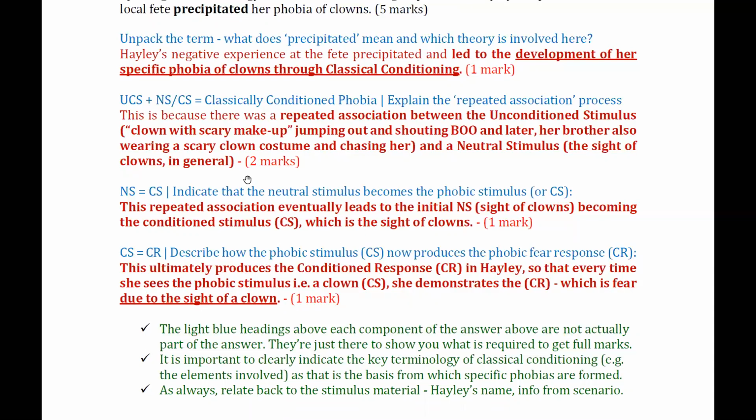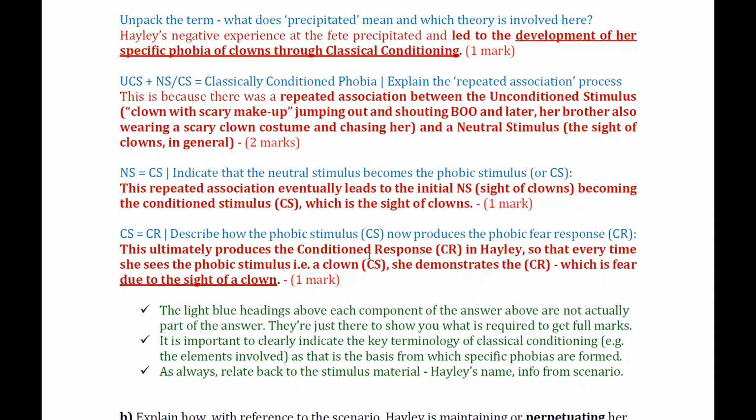Okay, so I know that this is bringing Unit 3 into Unit 4, but remember, in the exam, you can have questions that do mix up information from Unit 3 and Unit 4, and you need to be able to make those links. So in this question, it's very important for you to clearly indicate the key terminology of classical conditioning. So those are your elements.